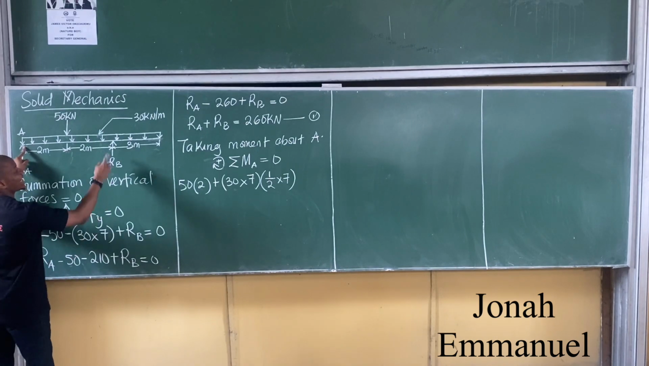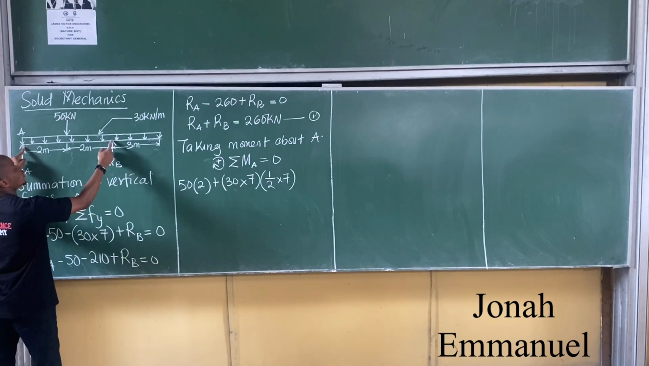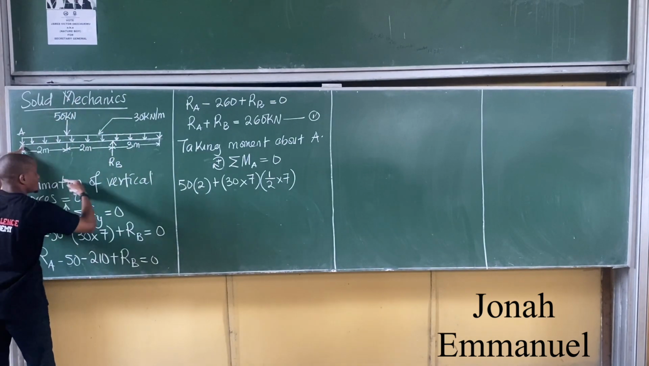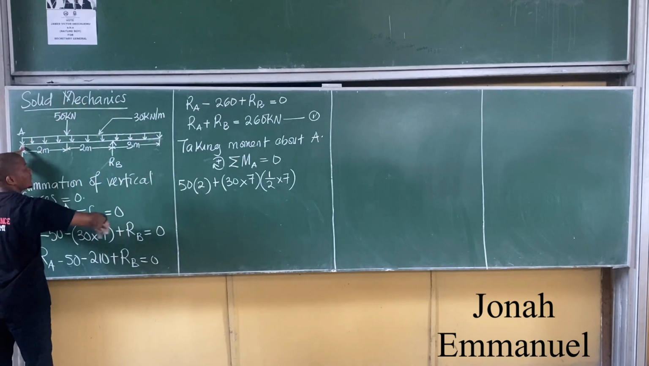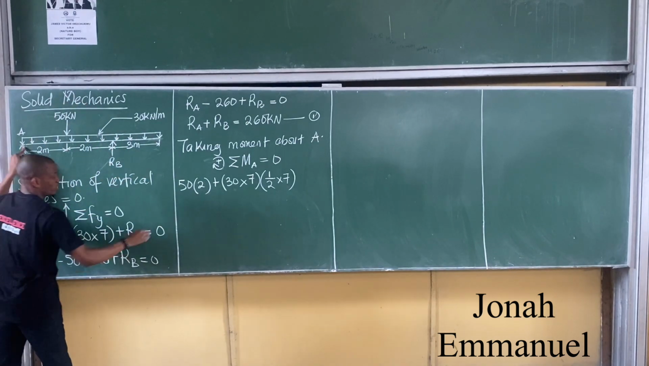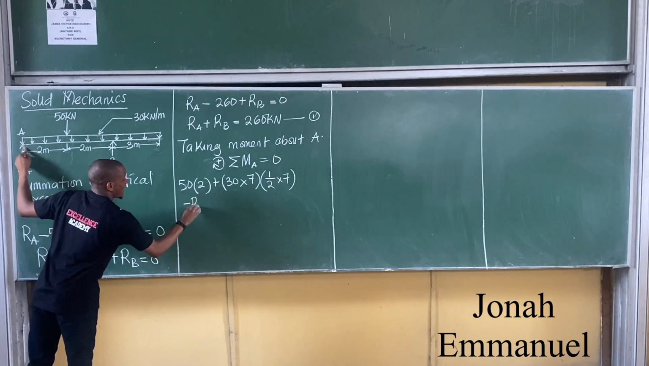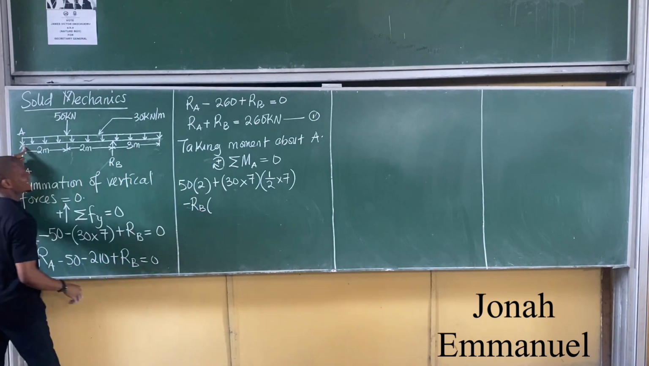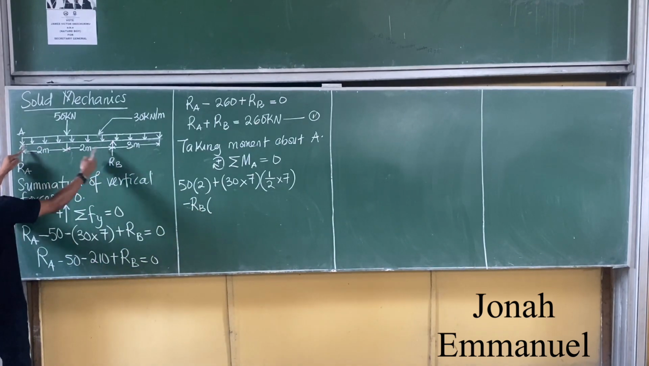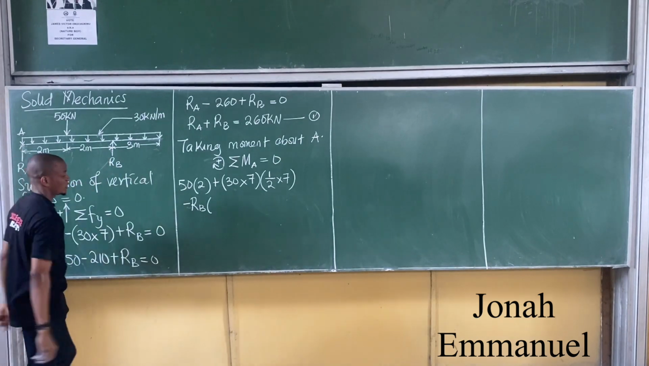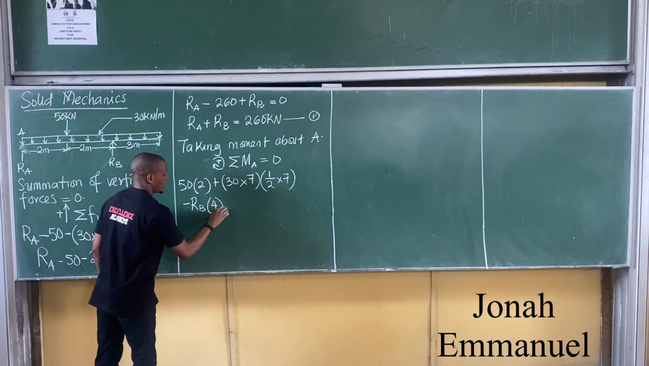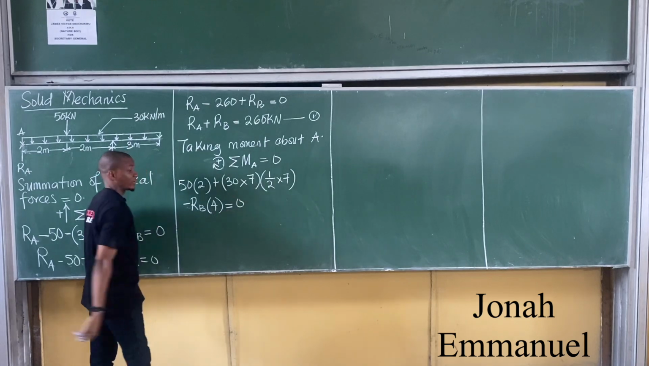Finally, I have RB. RB is going up this way, so here's my direction of motion. That becomes anti-clockwise, so it becomes minus RB. We get the distance between RB and here. That's 4 meters. It becomes minus RB into 4 is equal to 0.